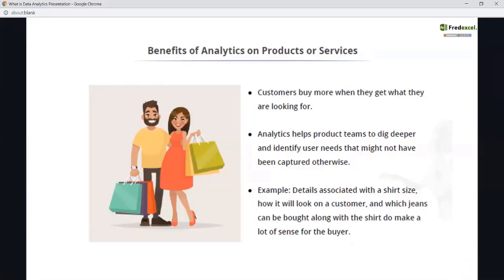That's why nowadays you see malls springing up, where they are creating more of a one-stop shop. You see that someone opens a shop selling only one item. Based on the demands of the buyers, of the clients, you see that the person is expanding the business, adding one or two things to it. Basically, what is he trying to achieve? He wants to satisfy the customer based on the product or services he's rendering. So look at this example: details associated with a shirt size, how it will look on a customer, and which jeans can be bought along with the shirt make a lot of sense for a buyer.